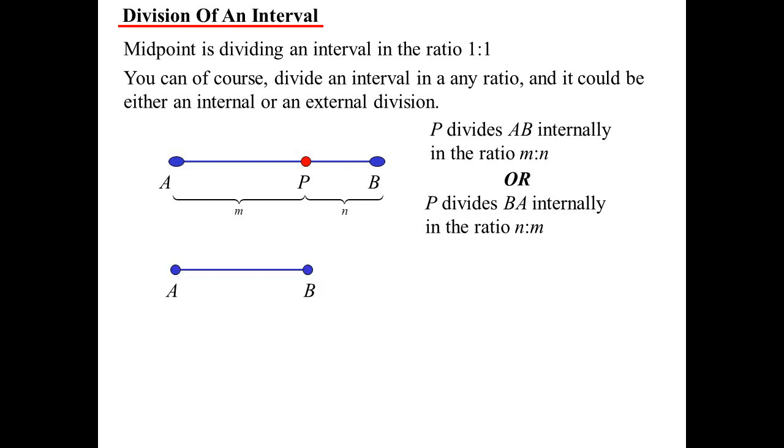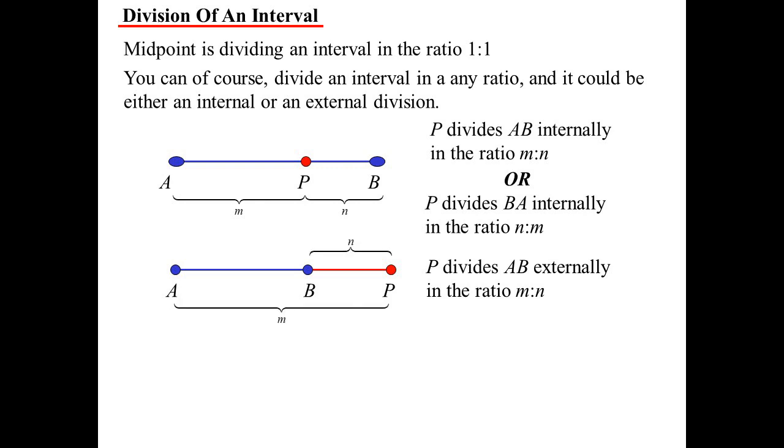What's an external ratio? You see, you could extend the interval out to the point P. We still say P divides the interval AB, but we say it divides it externally. P is on the outside. So if P was to divide AB externally, still the same idea, the distance A to P would be m parts, and the distance B to P would be n parts. Just now it means it's on the outside rather than on the inside.